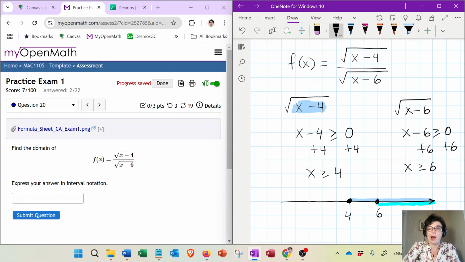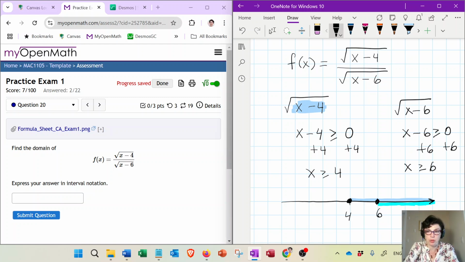However, here we wind up with a little bit of trouble. 6 actually will not be okay. 4 will be, but 6 will not. Why not? Well, because square root of x minus 6 was on the bottom. When you plug 6 into the bottom, you get square root of 6 minus 6, which is square root of 0, but that's 0. But then division by 0 is not okay. So 6 itself will actually not be part of the domain.